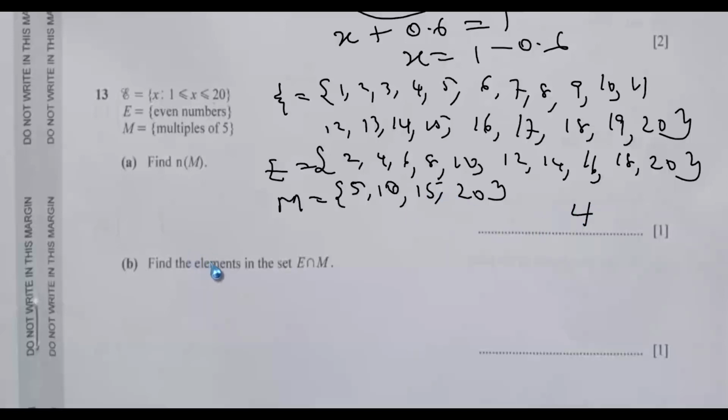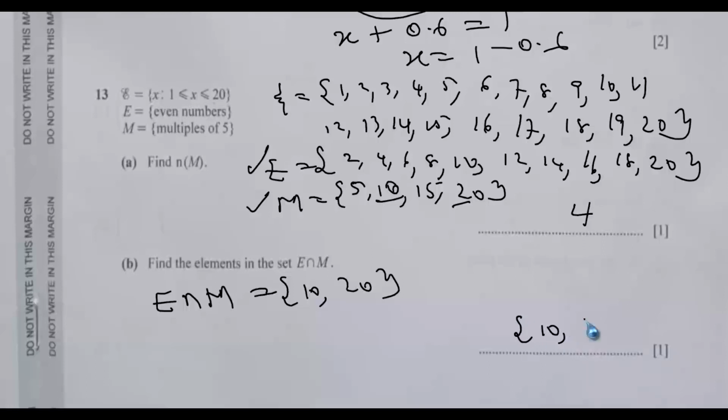Then find the element in the set E intersection M. It means the elements that are common to set E and set M. So if you look at it, we have 10 and 20. So that means E intersection M will be 10, 20. So I can easily write it here, 10, 20. That is the set of E intersection M.